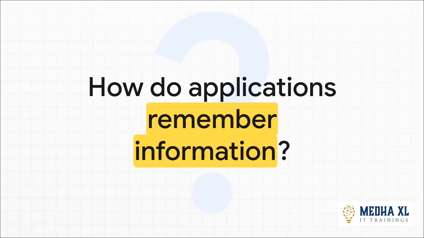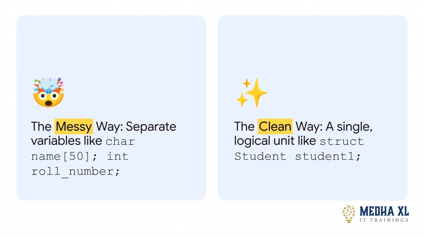So let's kick things off with a pretty basic question. Just think about any app you use, a game, your contacts list, whatever. How does it keep track of information that belongs together? How does it know that your name, your ID, and your score are all about one person? You could try to manage it the messy way, like you see over on the left, just a bunch of separate variables floating around.